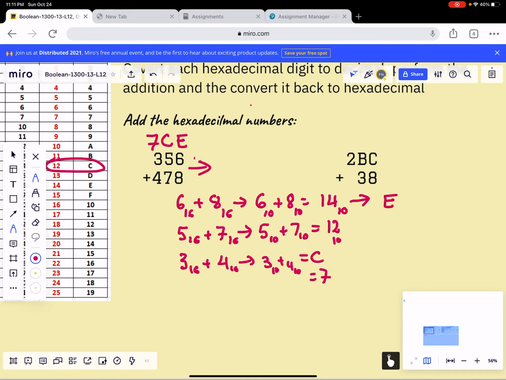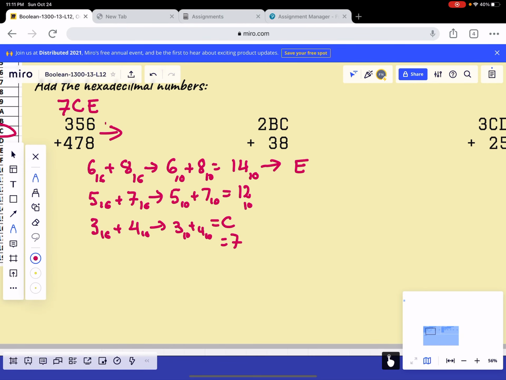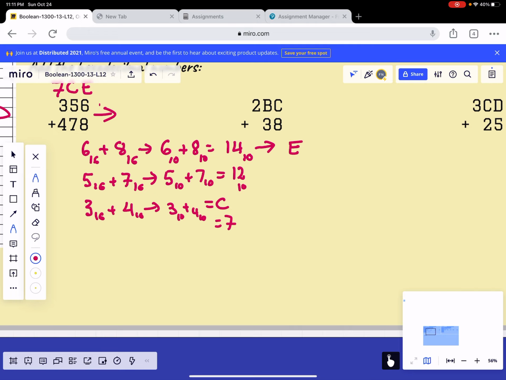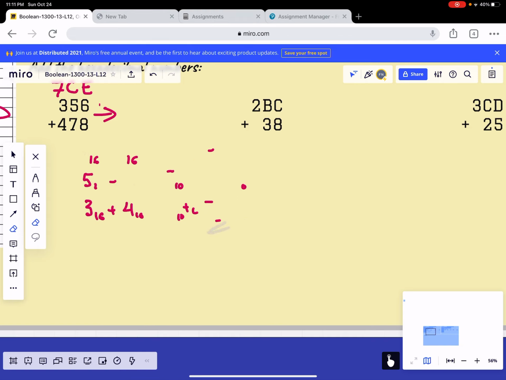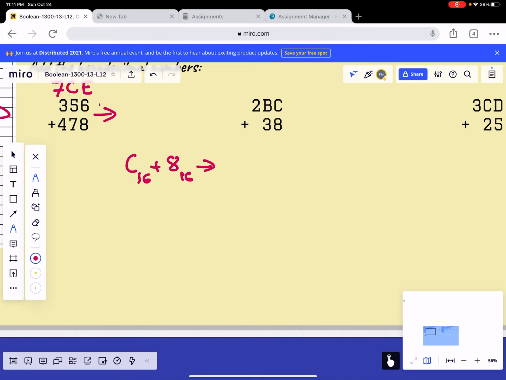Okay, I'm moving up, so let's work on the second problem here. So let's erase this one. I'm going to add 2BC plus 38. So make sure you convert to decimal first. So I'm going to write down C hexa plus 8 hexa. Convert back to decimal first before you do the addition.